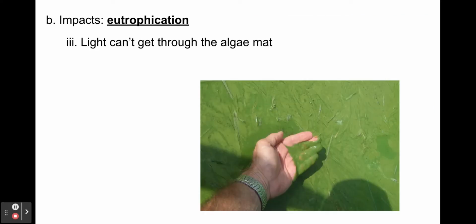Step 3, light can't get through the algae mat. Look how opaque this is. You can't see through it. That means that light can't get through it. That's going to kill a whole group of organisms. Who's going to die from not having enough light?